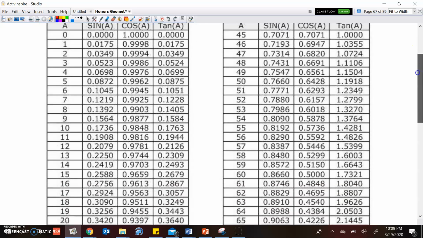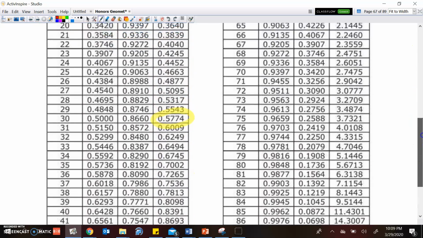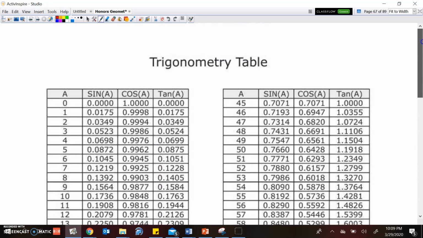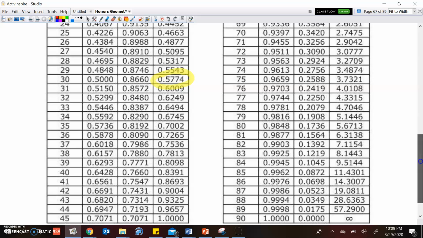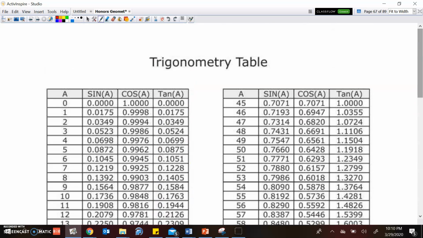So possibly you've seen something. I remember this being in the back of my math books growing up. We didn't use it extensively. Maybe your family has. But again, it shows all the angles from 0 all the way up to 90 degrees, and it tells you the sine, cosine, and tangent of those.